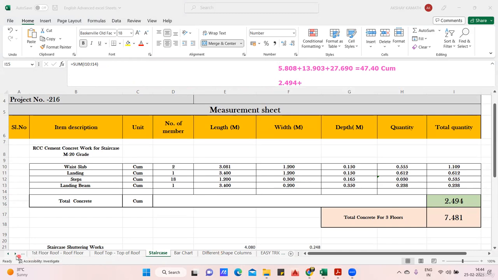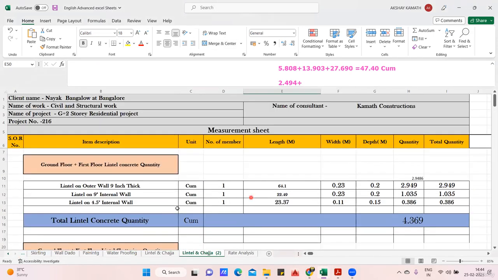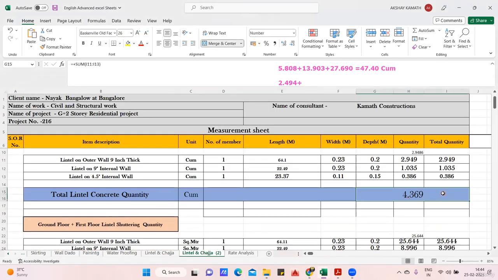Okay, come to the chajjas and the lintel portion. So if I come here, lintel and chajja. The total lintel concrete quantity I got is 4.368. This was including my ground floor and first floor. I'll divide it by 2 so that on average 2 cubic meter will be in the ground floor and another 2 cubic meter in the first floor. So I'll add that 2 cubic meter in this part. That also you can do. So 4.3, I'll take roughly 2.25 cubic meter plus. You're getting my point, right? You can take 4 also, no problem.